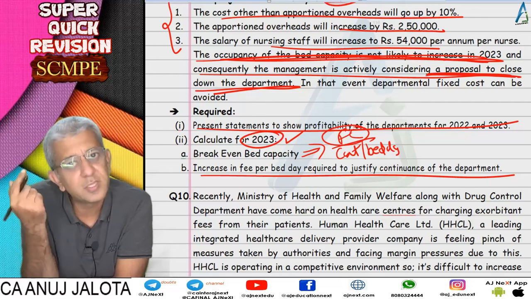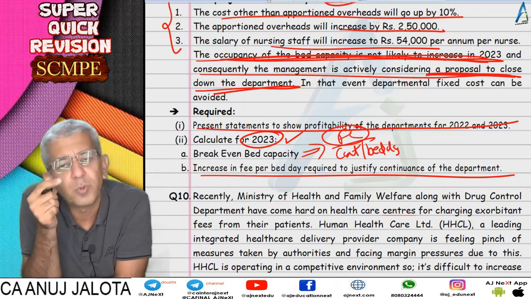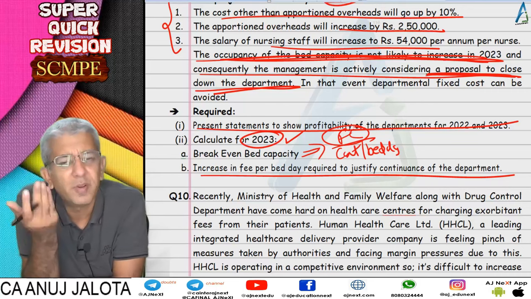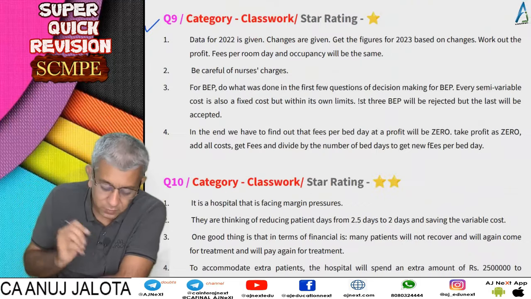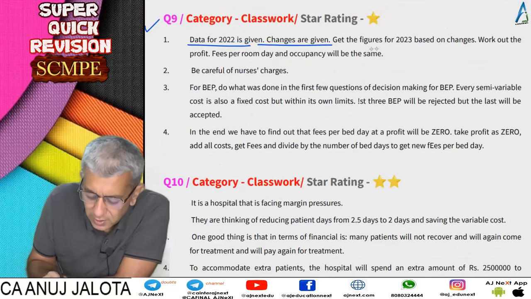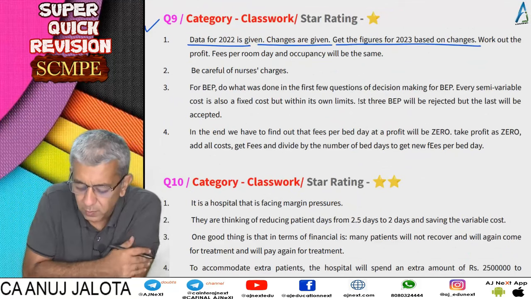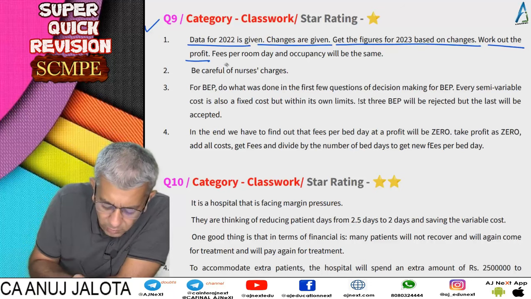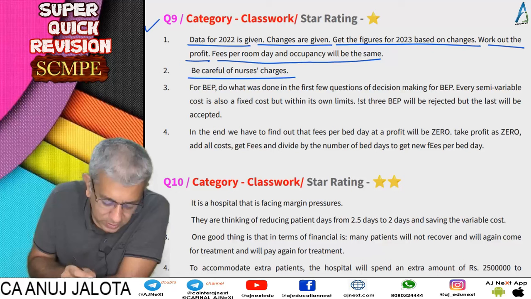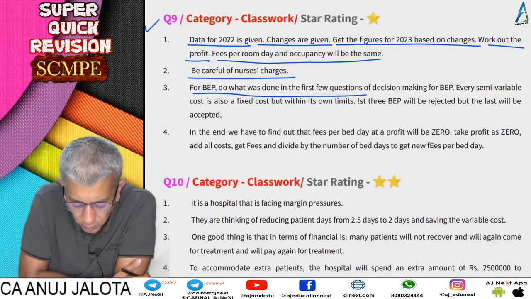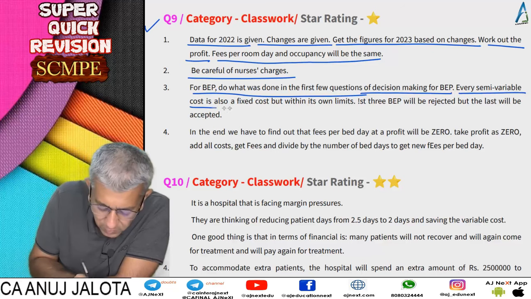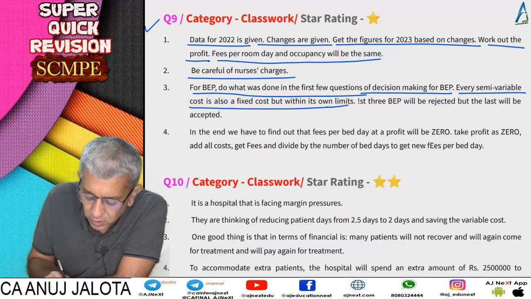So what did we do? We took the profit as zero and computed the fees per bed day as a balancing figure. The moment we got that, our job was over. That was this particular question. Data for 2022 is given. Changes are given to you. Get the figures for 2023 based upon the changes. Work out the profit. Fees per room day and occupancy will remain the same. Be careful of nurses charge. For break-even point, do whatever was done in the first few questions of decision-making. Every semi-variable cost is also a fixed cost, but within its own limit.